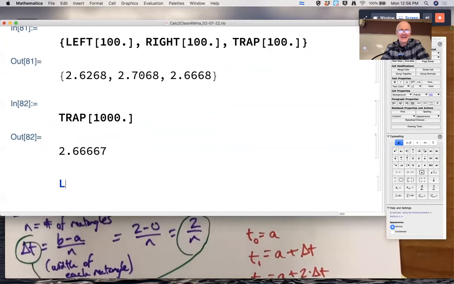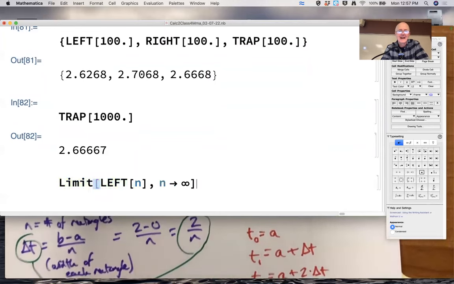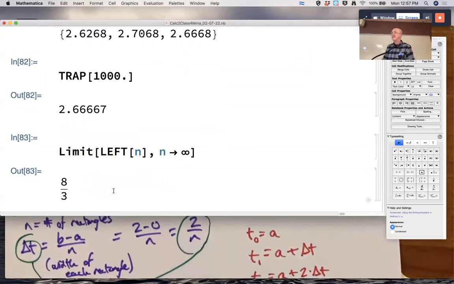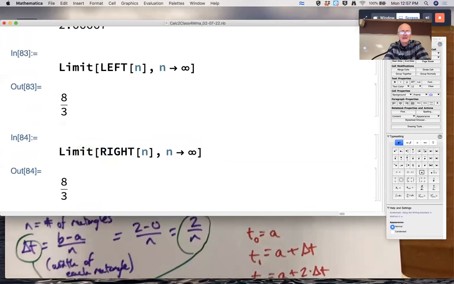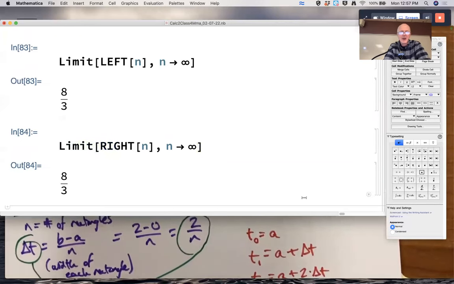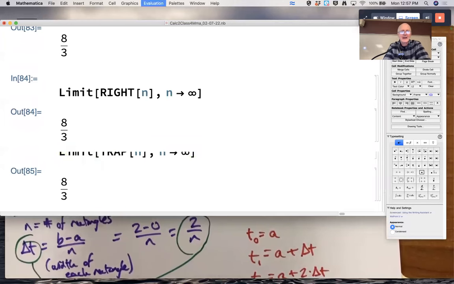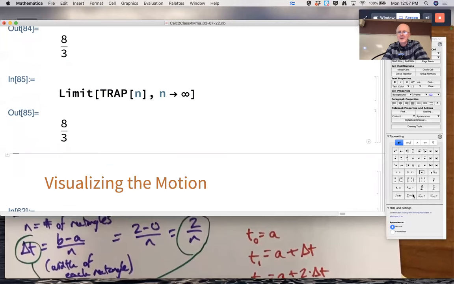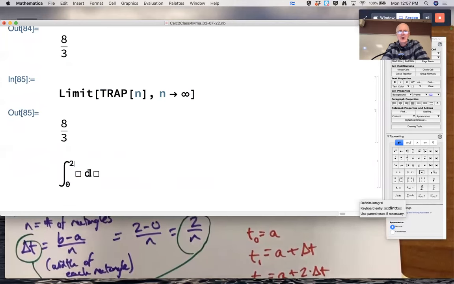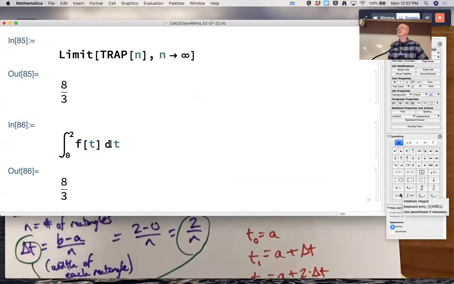Can Mathematica do a limit? How about this? Huh, 8/3. It did it. That's the answer, right? 2.6 repeating. 2 2/3. Limit. That's pretty cool. Do the other ones work that way too? How about for right? Yeah, 8/3. How about for trap? 8/3. Yeah, the integral of this function from 0 to 2 is 8/3.